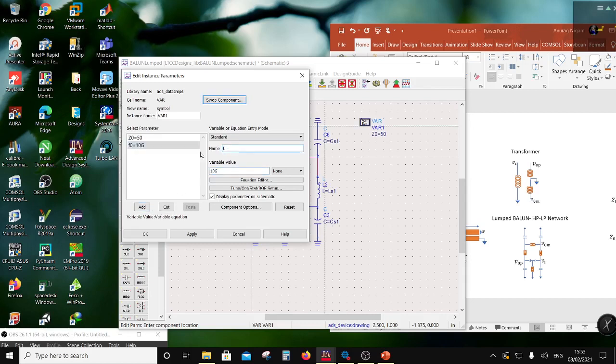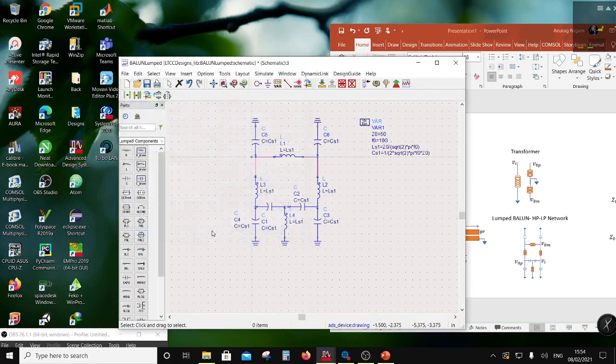And then I will have LS1. The LS1 will be Z0 divided by square root of 2 into pi into F naught. Okay, so that is your LS. And then CS1 would be equal to 1 over twice of square root of 2 into Z0. Okay, so now we have the equations written.